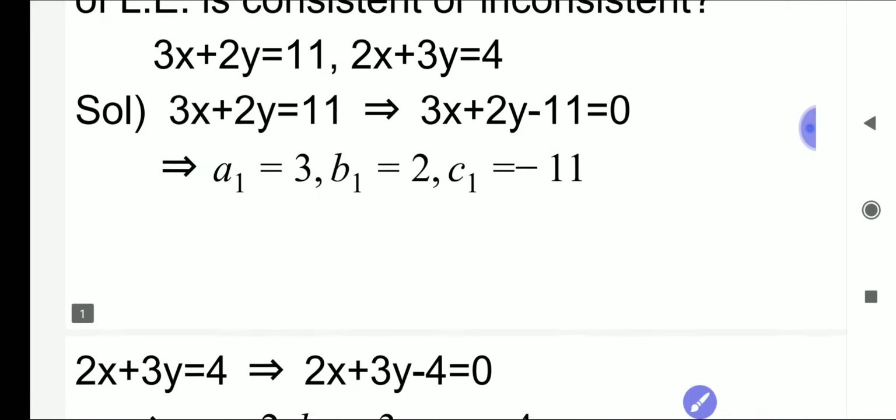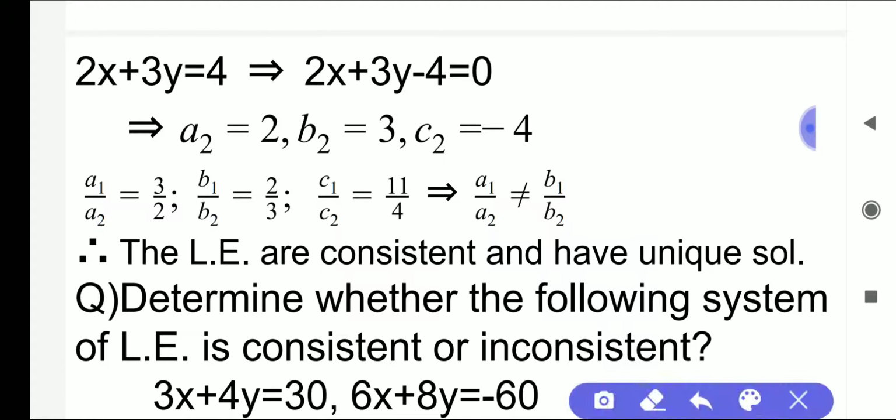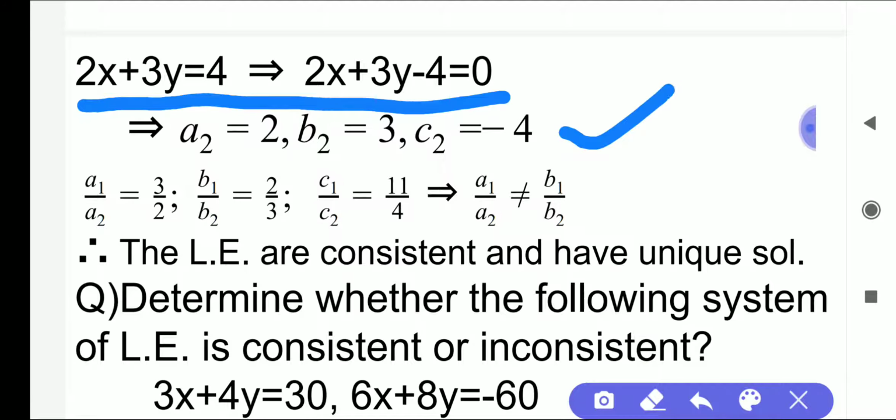And now the second equation, 2x plus 3y is equal to 4. It can be written as 2x plus 3y minus 4 is equal to 0. Let us compare it with a2x plus b2y plus c2 is equal to 0. Then we obtain a2 is equal to 2, b2 is equal to 3 and c2 is equal to minus 4.